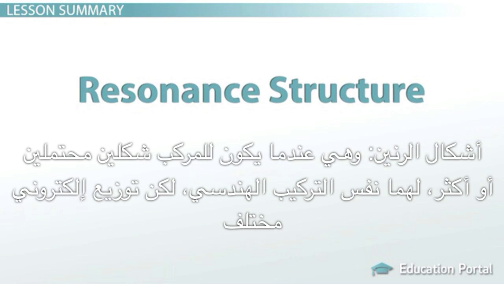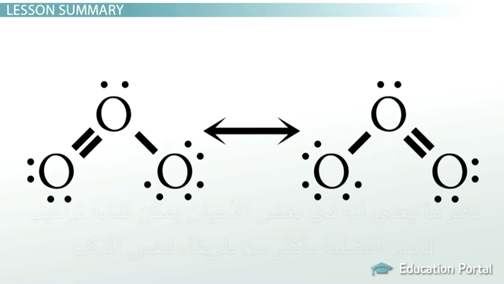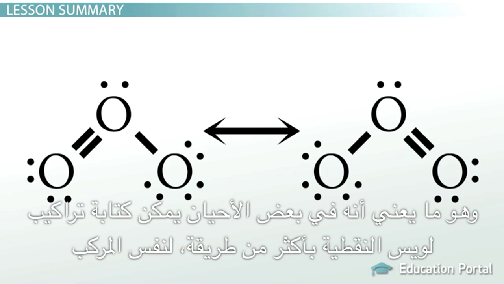A resonance structure is when a compound has two or more possible configurations with the same geometry but different arrangements of electrons, which means that sometimes Lewis dot diagrams can be written in more than one way for the same compound.